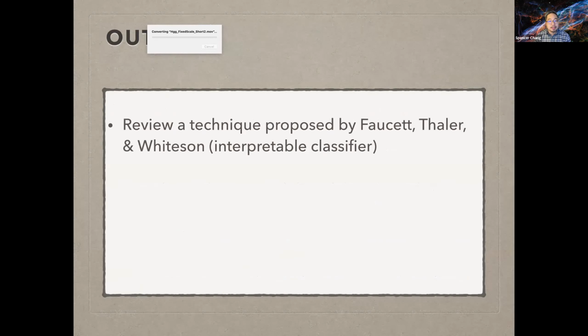Okay, so here's the outline for my talk. I'll be reviewing a technique that was proposed by these three authors, Fawcett, Thaler, and Whiteson. They introduced a really interesting technique to produce an interpretable neural network classifier. Since we're modifying this technique, I'll spend a lot of time summarizing what they did so that we can see how we need to adapt this to our approach.